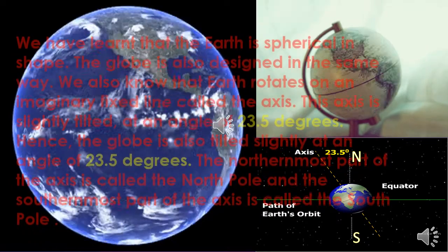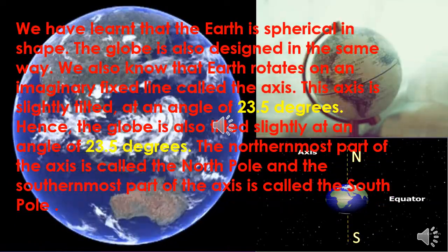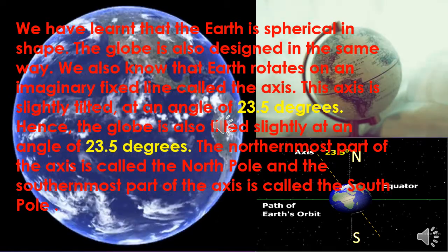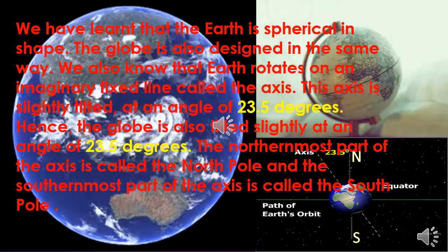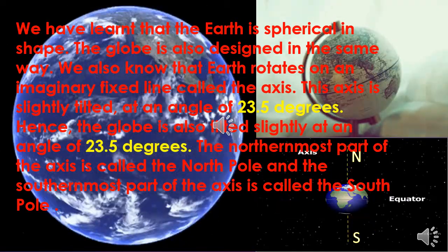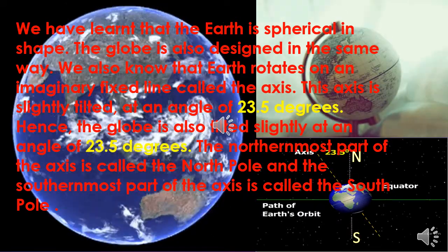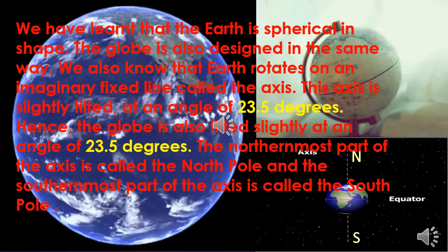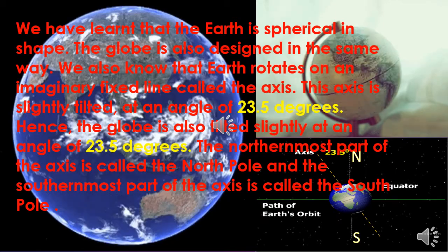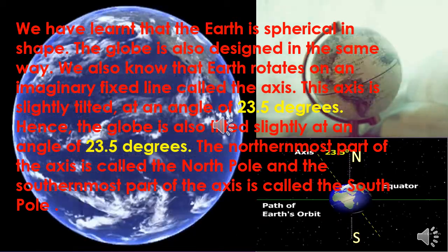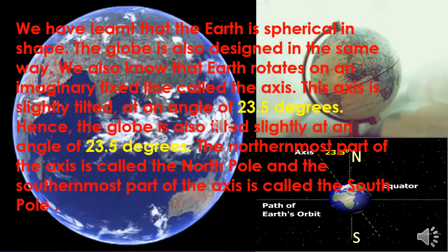Yes, students, we have learned that the earth is spherical in shape. The globe is also designed in the same manner. Globe is nothing but the spherical representation of the earth. To note that our earth rotates on its imaginary fixed line called the axis. The axis is slightly tilted at an angle of 23.5 degrees. Hence, the globe is also tilted slightly at an angle of 23.5 degrees.